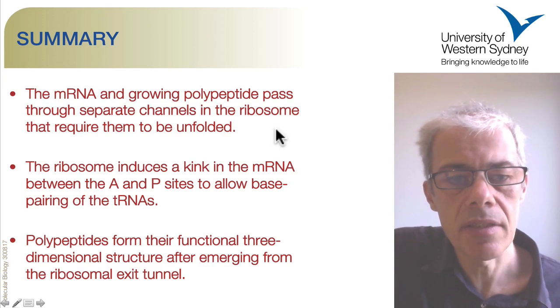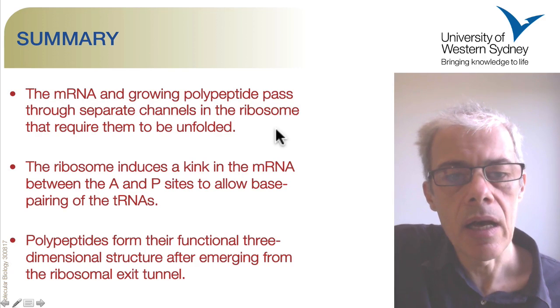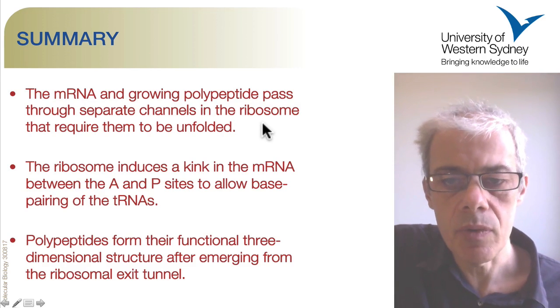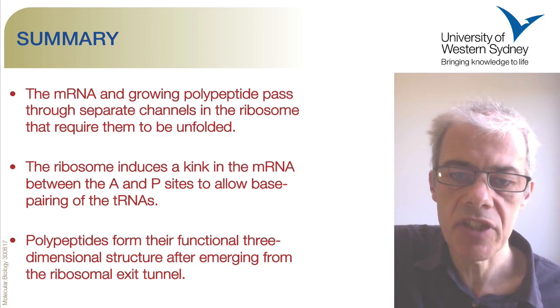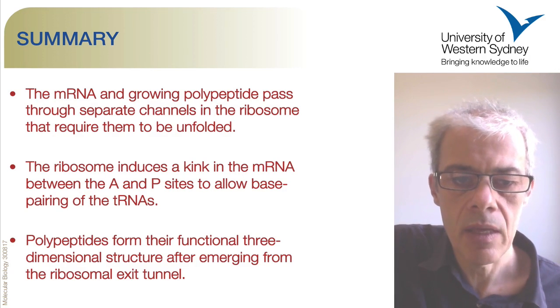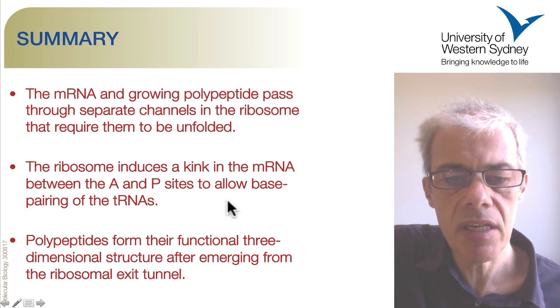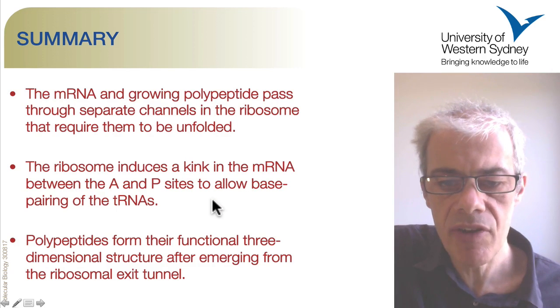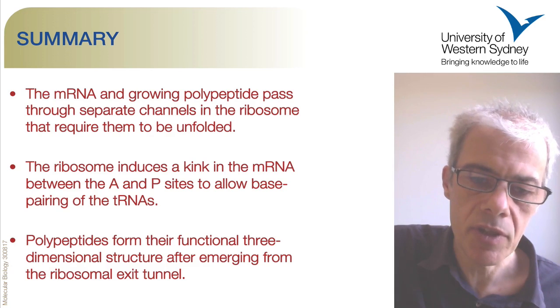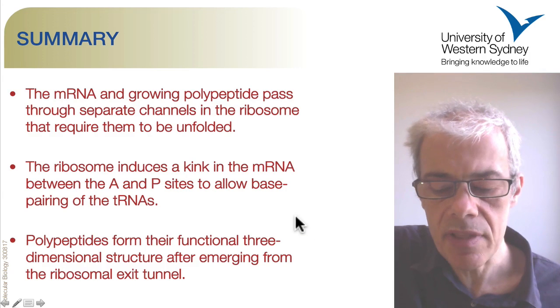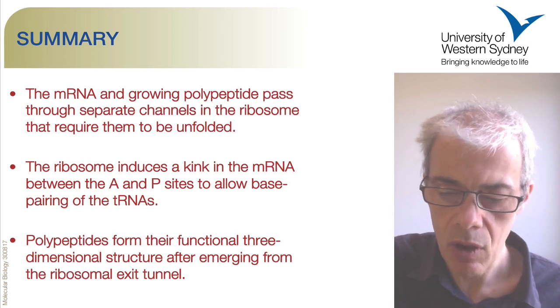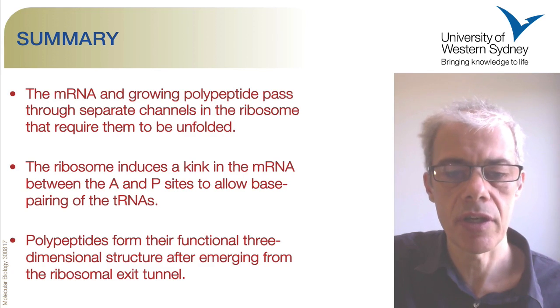And again, in all cases, the messenger RNA is able to enter through channels on the subunit, and the growing peptide is able to exit from channels in the large subunit. When the ribosome binds to the messenger RNA, it unfolds the messenger RNA, allowing interaction between the transfer RNAs and the codons. And as the peptide leaves the ribosome, it's then able to begin the process of folding into its correct structure.